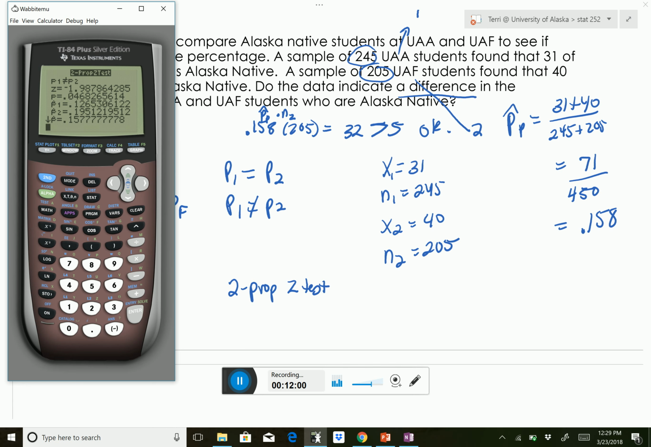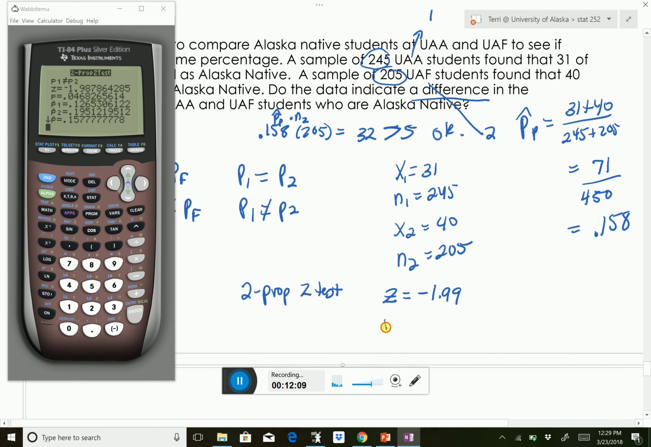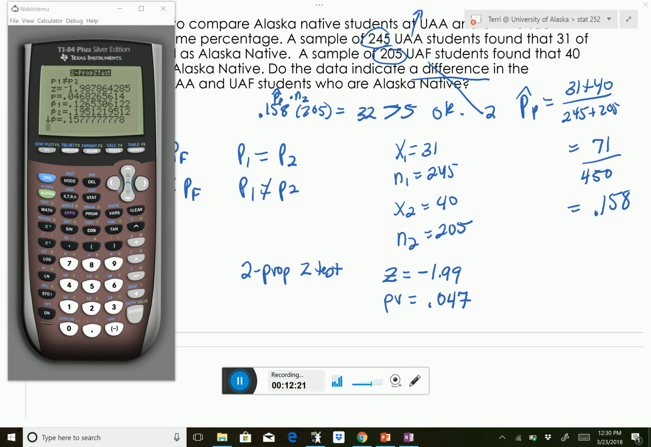So it looks like my test statistic Z is nearly 2, 1.99, and p-value, notice I always write PV because I don't want to get that confused, is 0.047. Ooh, close. And this also gave me P1 hat. I'm going to go ahead and write that down. P1 hat is 0.126, or 127. P2 hat is 0.195. And notice it gave me P hat also, 0.158.